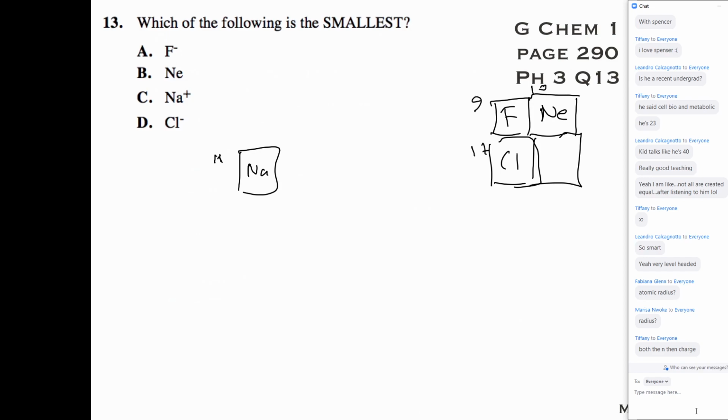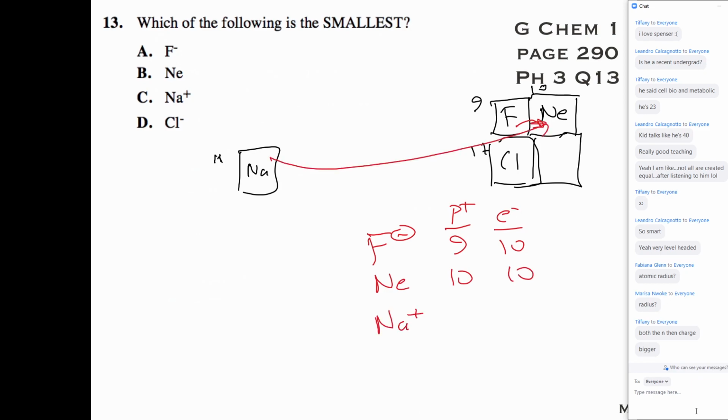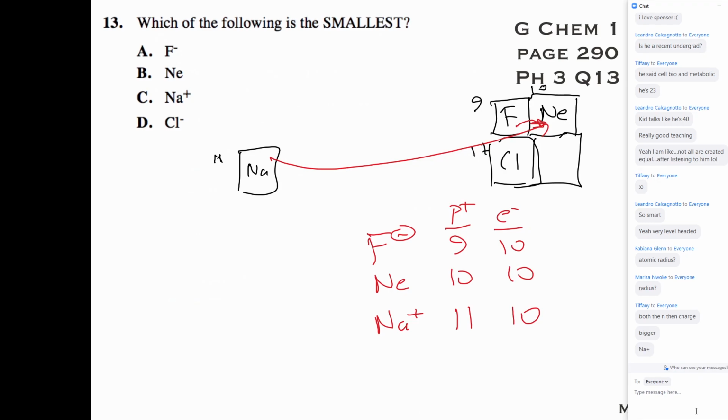So tell me what's going to happen when they move. When this becomes F minus, it moves up. Did it just get bigger or smaller? It just got bigger. So F minus: protons 9, electrons 10. Neon is neutral, 10 and 10. Sodium also moves over here and becomes sodium plus, so it has 11 protons, 10 electrons. Do all three of these have the exact same electron cloud then? 1s2, 2s2, 2p6. But which one is going to be the smallest of those three? Why Na plus?